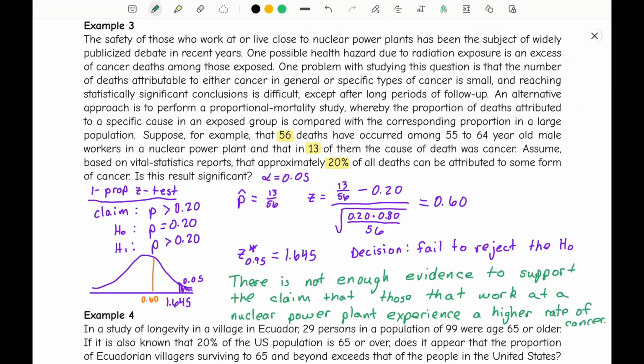Now, the reason why I didn't say live is because this study looked specifically at only people that work in a nuclear power plant, not ones that live near them. And that's it for example 3 of section 8.2.